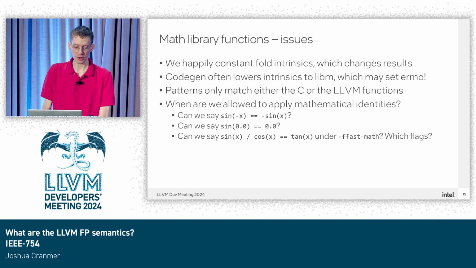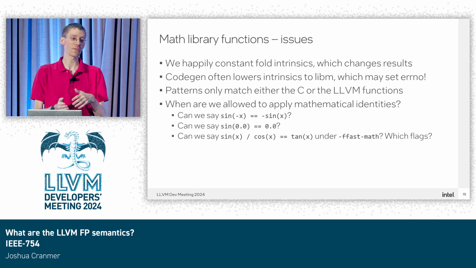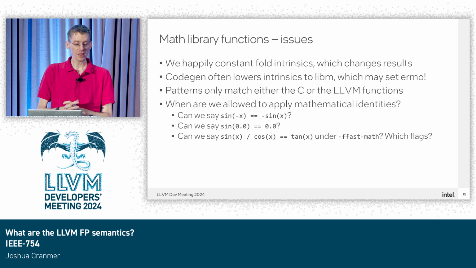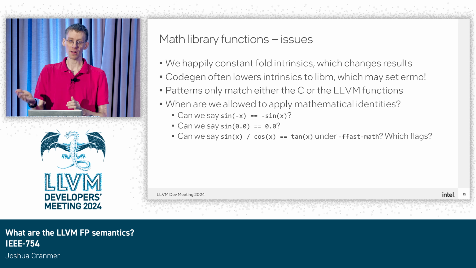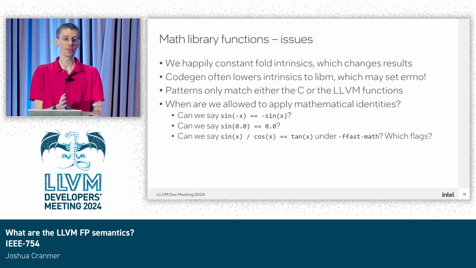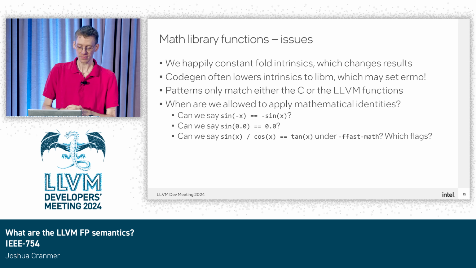Now we have some other issues with the math library functions. We are happily constant folding these intrinsics, which can change the results, especially if you're using a different library on your host versus the target you're compiling to, if it's an offload case or if you are cross-compiling for a different architecture. Another interesting case comes up because of this duplication between the C function names and the LLVM intrinsics: the patterns that we actually have for optimizing various expressions will only match one or the other of them. There's actually surprisingly few cases where we match both of them.